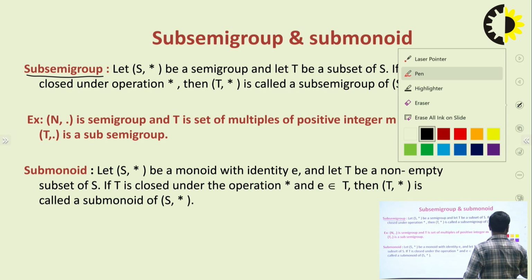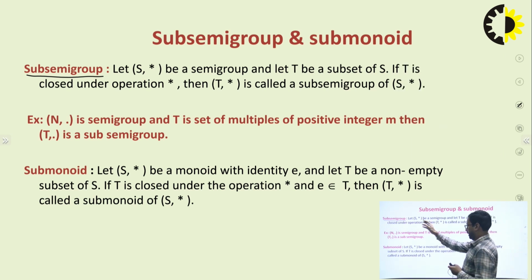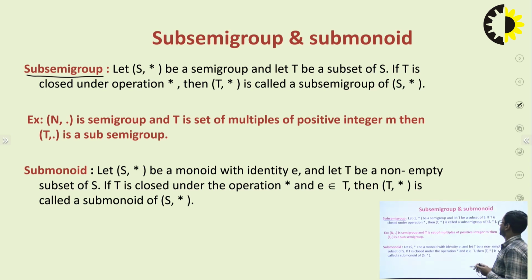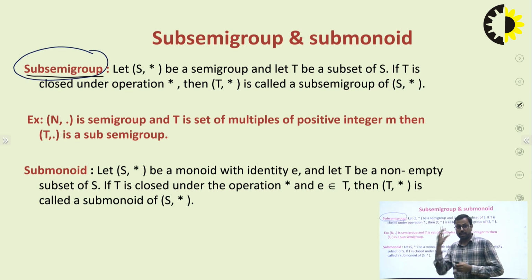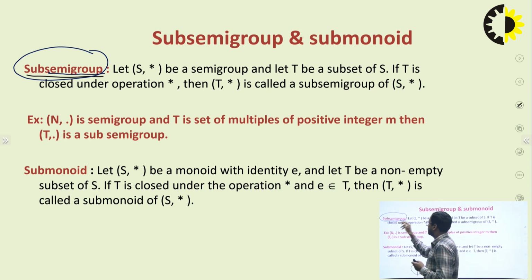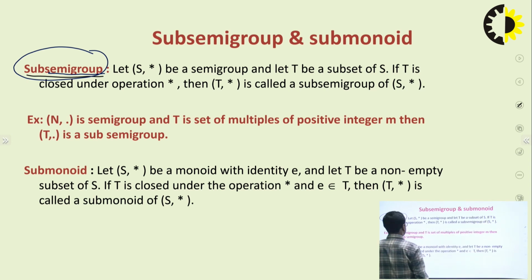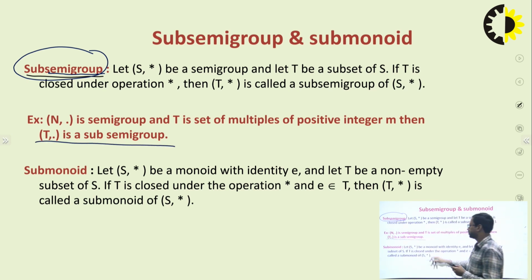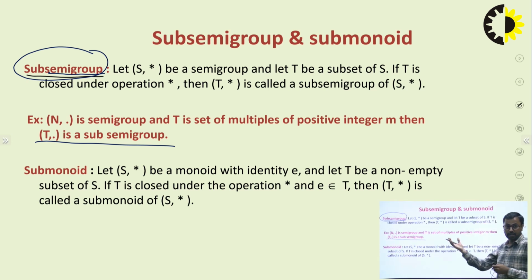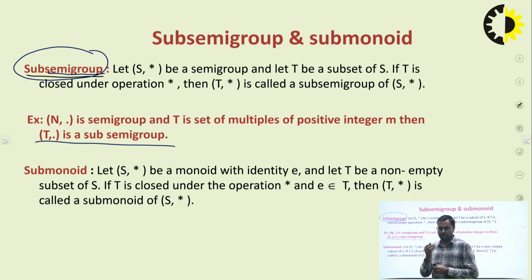The next term is the sub-semigroup. What is a sub-semigroup? Let S comma star be a semigroup and let T be a subset of S. If T is closed under operation star, then T comma star is called a sub-semigroup of S comma star. Basically, a sub-semigroup is just like a subset of the semigroup's set elements. For example, N comma dot is a semigroup and T is the set of multiples of a positive integer m, then T comma dot is a sub-semigroup because it contains all the features of the semigroup. All the elements considered in the semigroup have a corresponding subset value in the sub-semigroup.